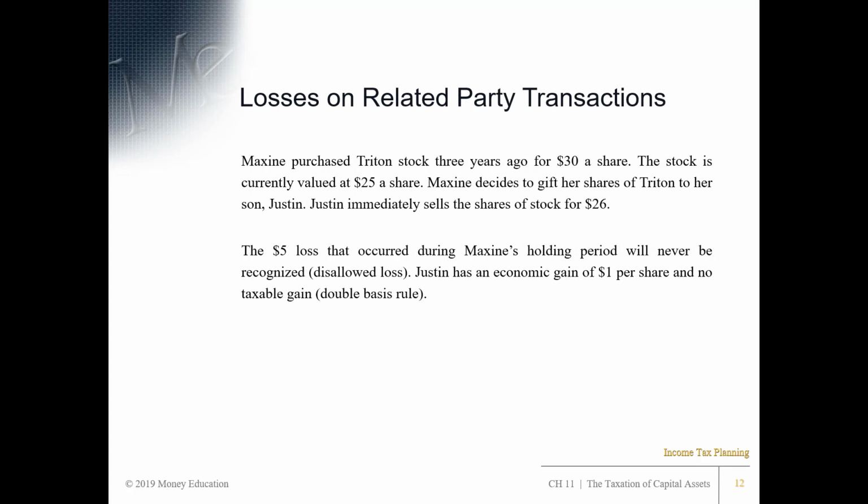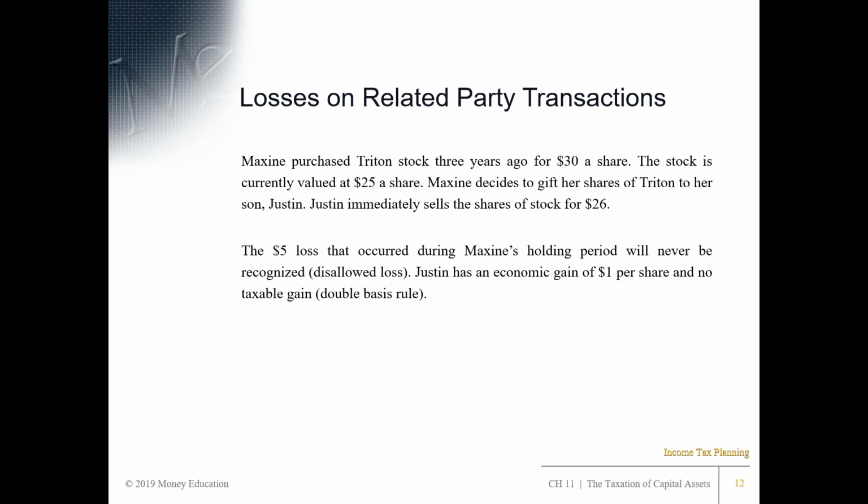An example of a loss on related party transactions. Maxine purchased Triton stock 3 years ago for $30 a share. The stock is currently valued at $25 a share. She decides to gift her shares of Triton to her son Justin. Justin immediately sells the stock for $26 a share. The $5 loss that Maxine incurred during the holding period will never be recognized because it is a disallowed loss.